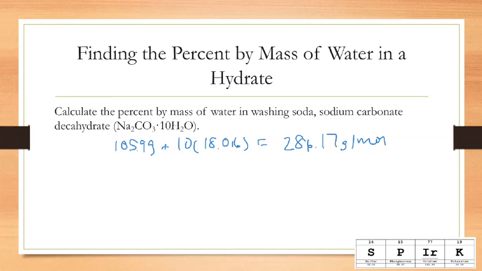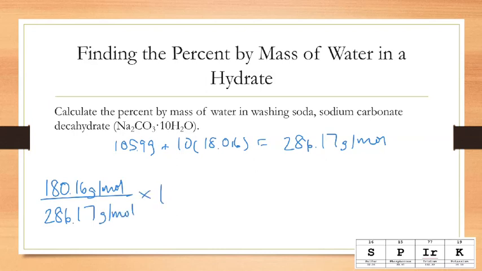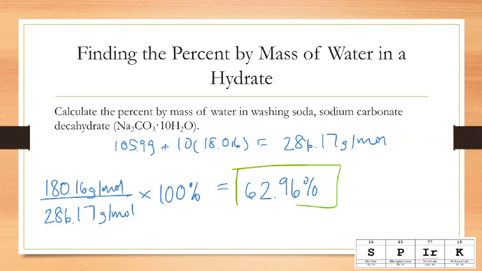To figure out the percent by mass of water, we take the mass of 10 waters, which is 10 times 18.016, or 180.16 grams per mole, divided by the molar mass of the whole compound, 286.17 grams per mole, times 100%, and that gives us 62.96%. What that means is that the hydrate, or the 10 waters, take up 62.96% of the mass.